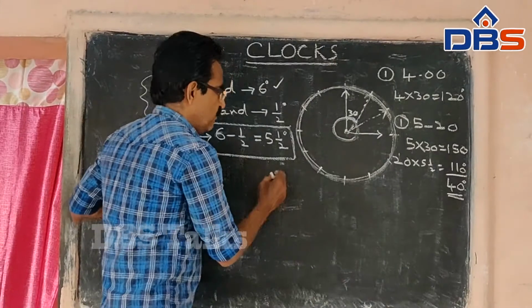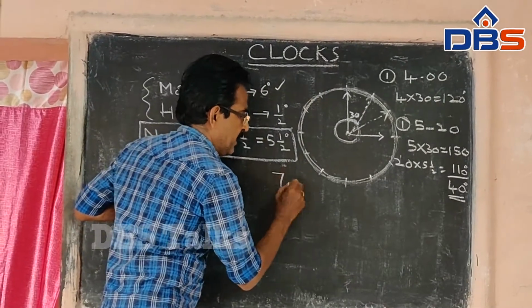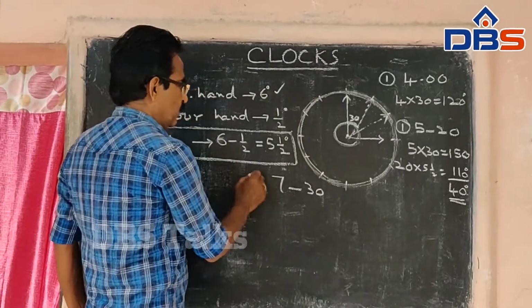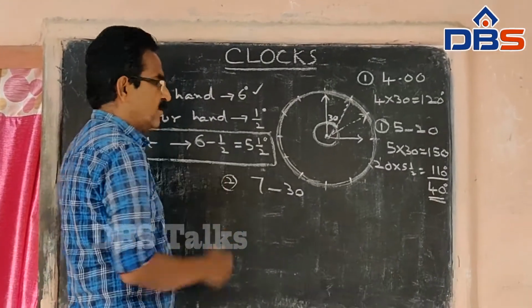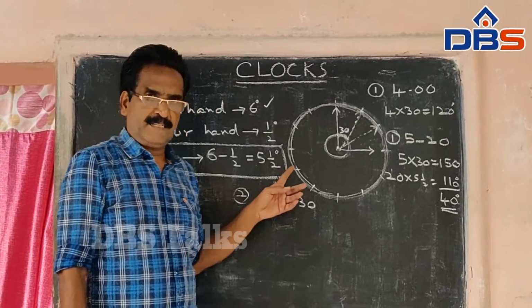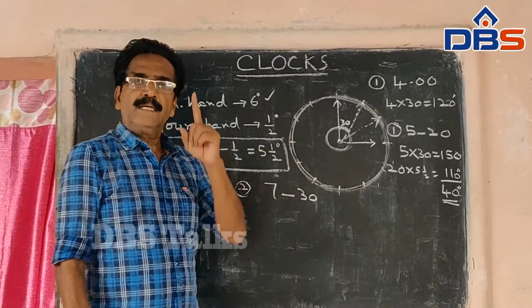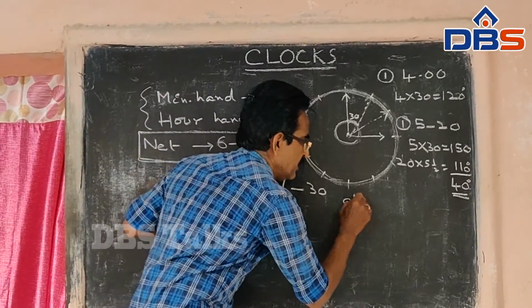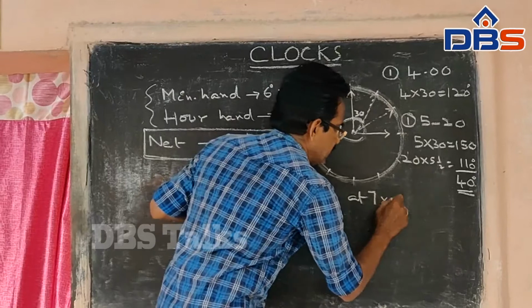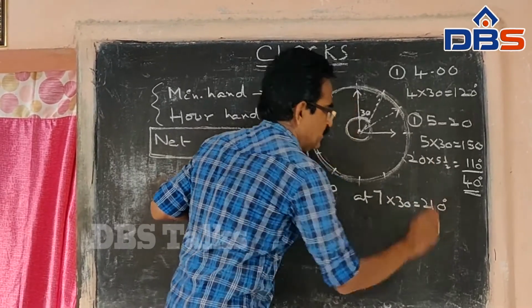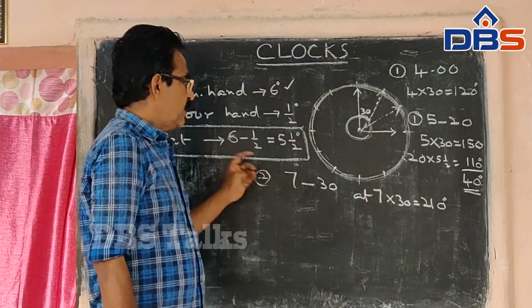Right. Now let us see one more example. What is the angle between the hands of a clock at 7:30? See, at 7 o'clock, what is the angle between the hands? 7 into 30, 210 degrees.